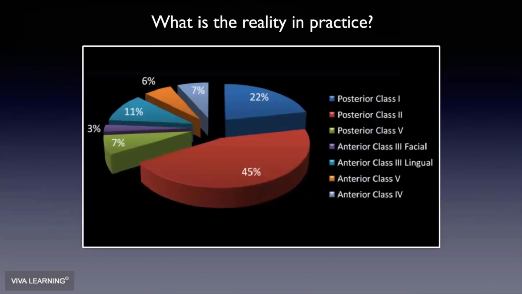So what's the reality in practice? What are the restoration types that we do? This is roughly how we break them down. Almost half of the restorations are traditional class 2 restorations, MOs, DOs, MODs. That's probably not a surprise. Almost another quarter are the class 1s, posterior teeth class 1s. So approaching 70% of restorations with composites are going to be class 1s and class 2s.